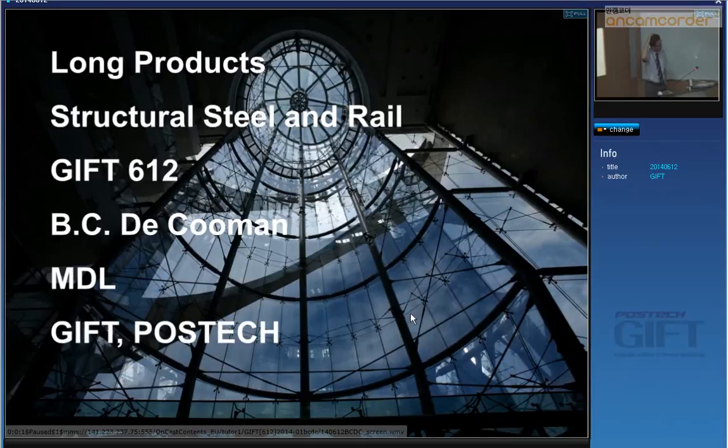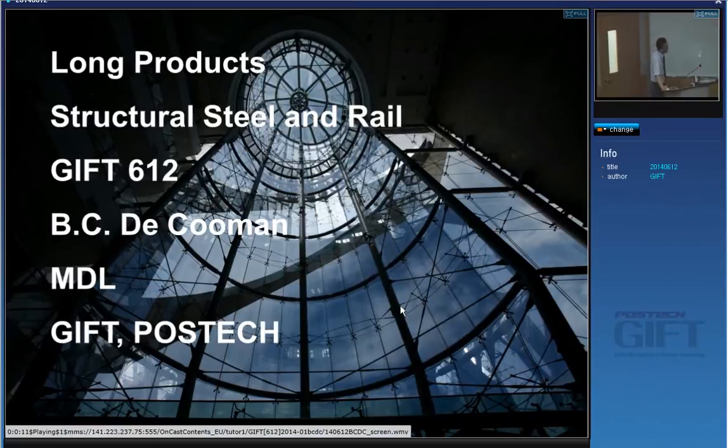Structural steels and rail, and hopefully I can wrap this up today in about an hour. And then on Tuesday I will talk about plate products, and in particular line pipe. Line pipe being very important nowadays in the steel industry, it might be of interest to you to definitely try to attend the class, even though there will be no quiz related to the material on Tuesday.